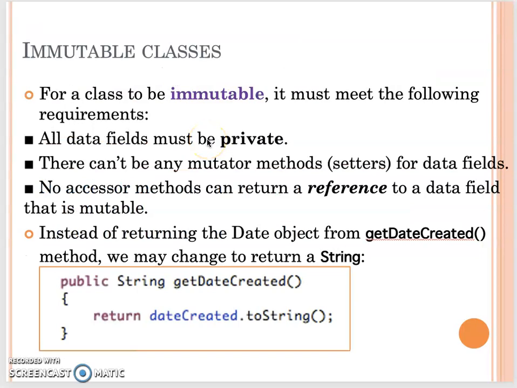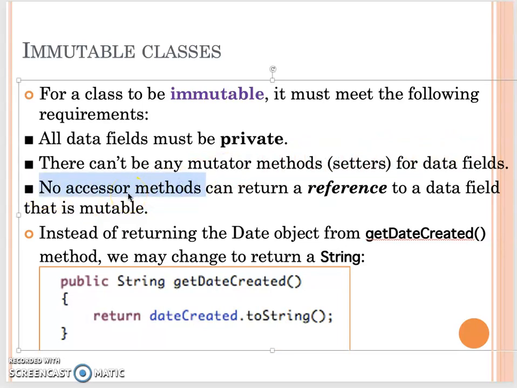So that's why here let me give you the final list of how to implement a class to be immutable. The first thing, all the data fields must be private. Check, because we do that for every class definition. Second, there cannot be any mutator method, so no setter function. Check.